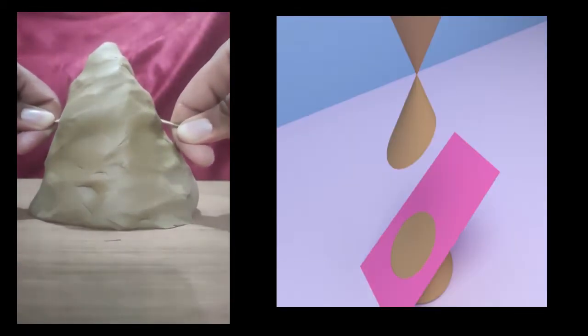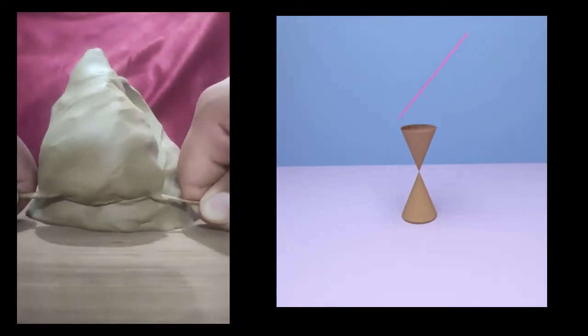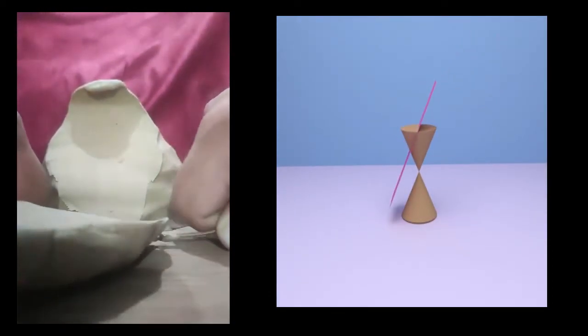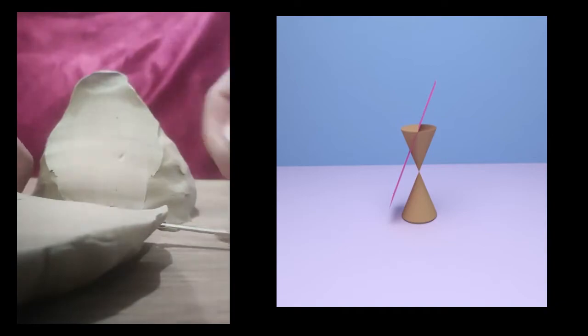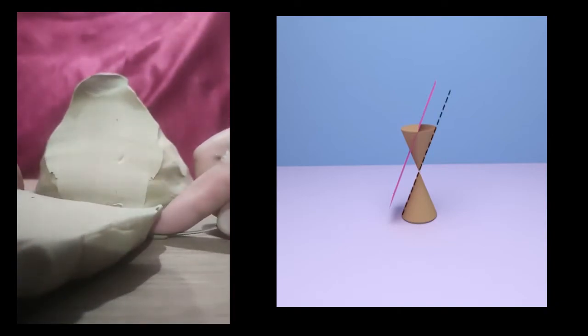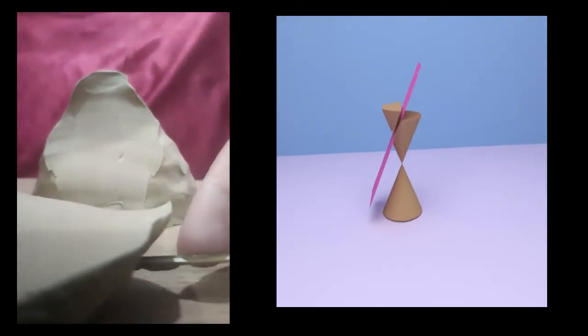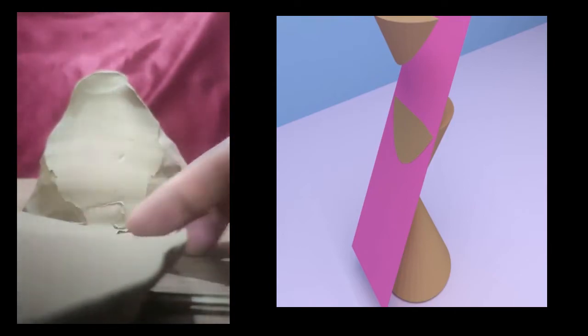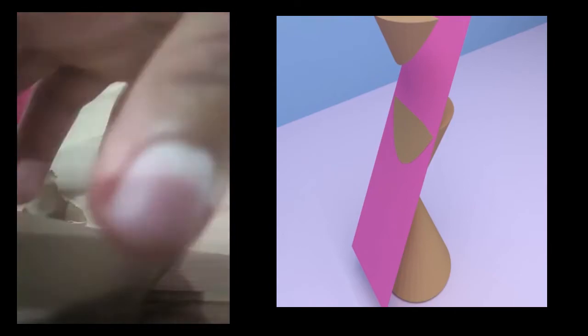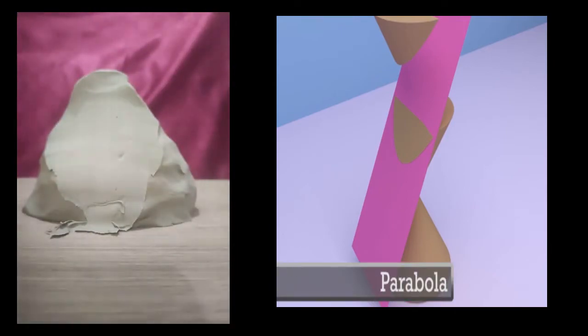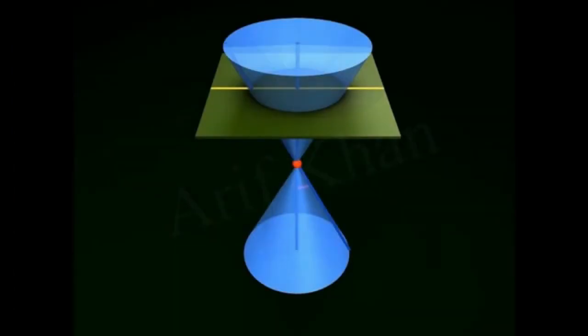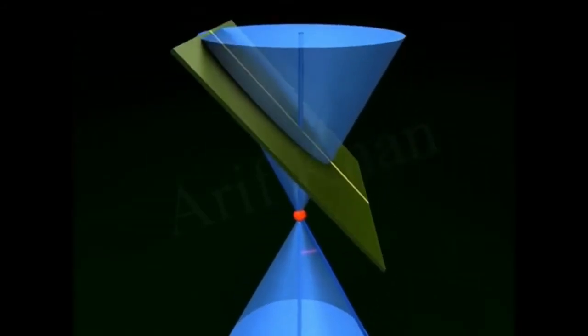Now, in the third situation, I am going to increase the angle of my plane further, and I have reached an angle such that this plane is now parallel to the side of my cone. At this angle, when we cut the cone, the new shape that we get is called a parabola. When beta is equal to alpha, the section is a parabola.